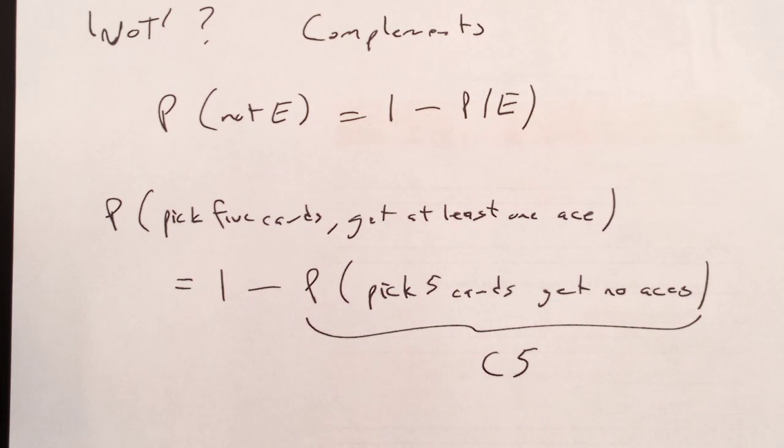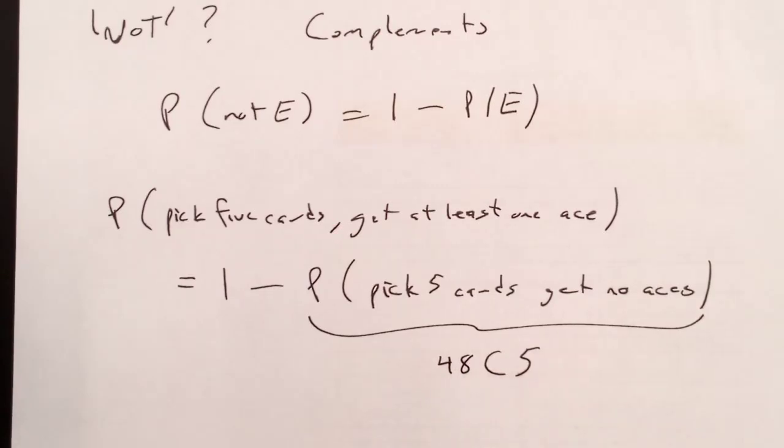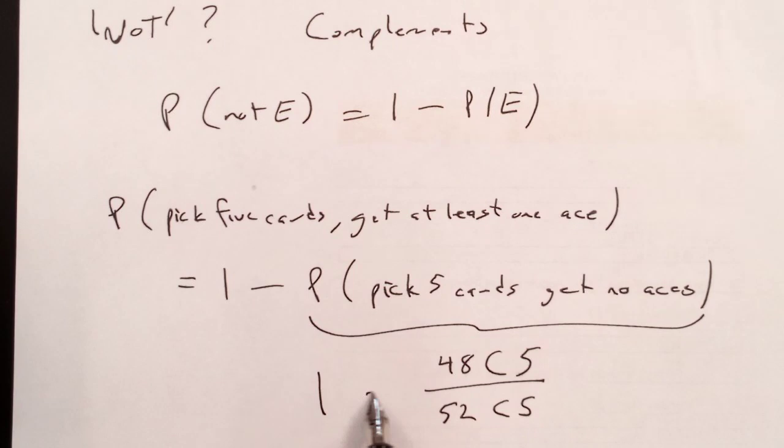Out of, I'm not allowed to use any of the aces. Out of how many possible cards? Oh, out of all 52 card hands, 5 at a time. Grab a calculator, give me a number. But it's much easier to do it this way than it is to say, oh, I could have gotten 1 ace, or 2 aces, or 3 aces, or 4 aces.